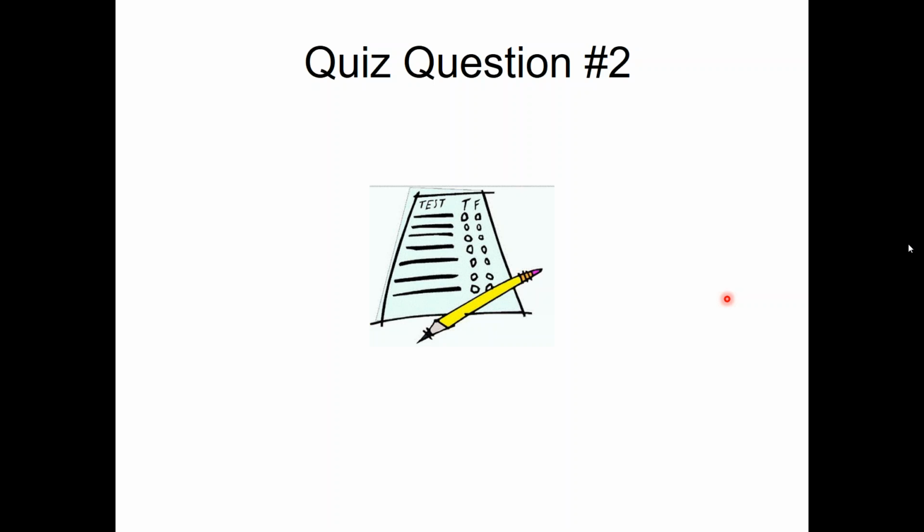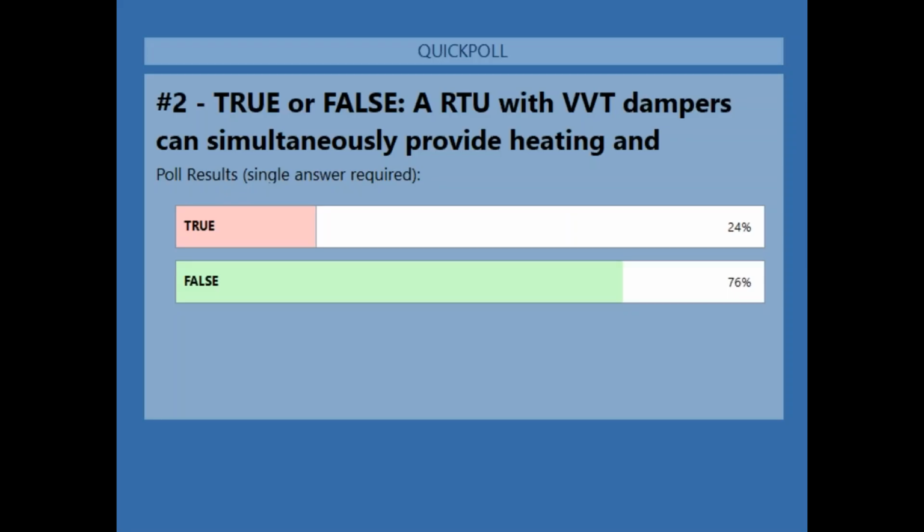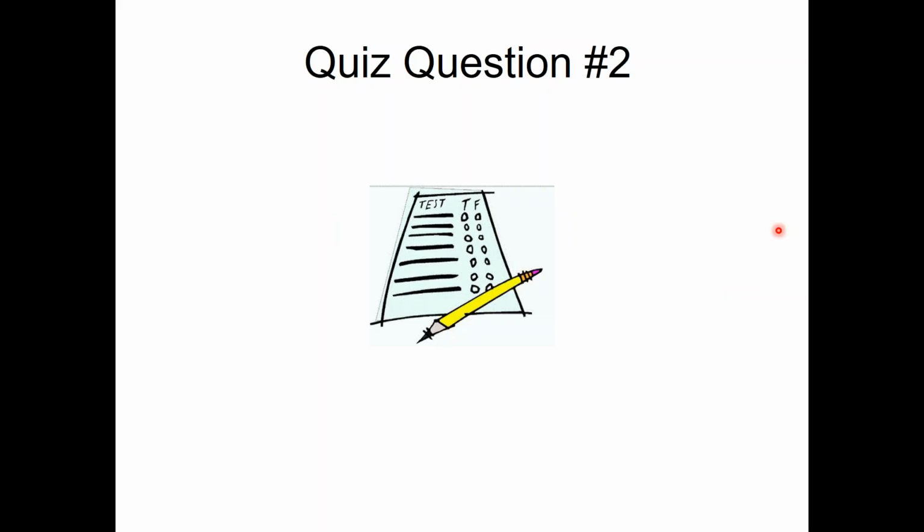All right, the correct answer is false. The rooftop unit, in fact, no normal rooftop units can do both simultaneous heating and cooling. It can only do one or the other at any given moment in time. It looks like the majority of you, 76%, got that correct. All right, moving on.